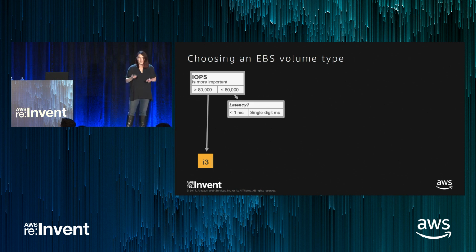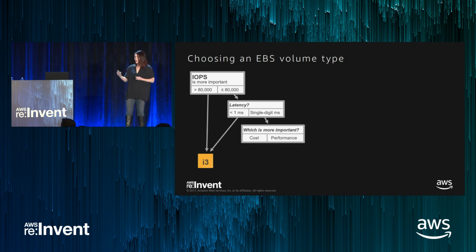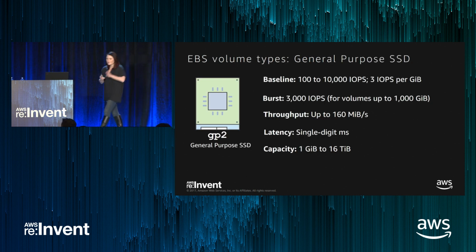Do you need microsecond latencies? If so, again, go with a local SSD. If you're okay with millisecond latencies, then you've got a cost versus performance trade-off. So if cost is more important for you, then try out GP2.